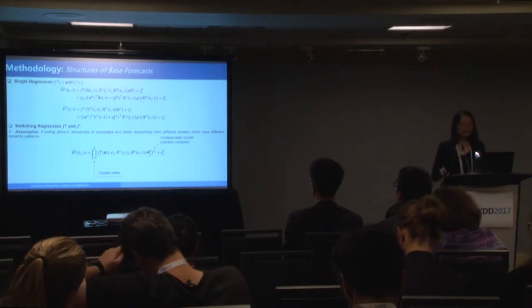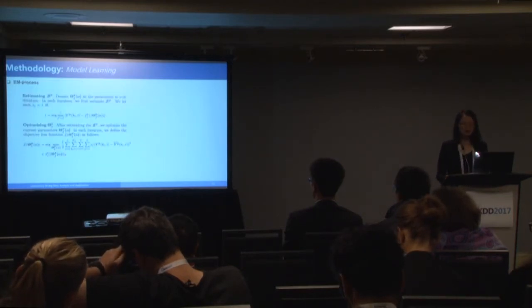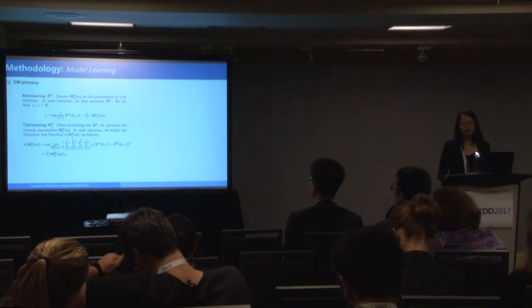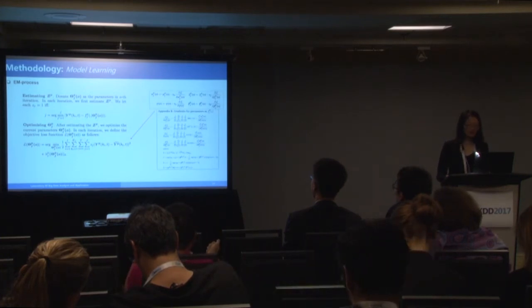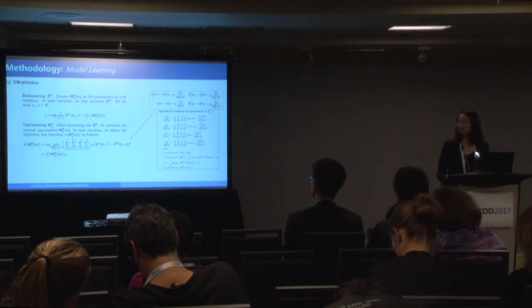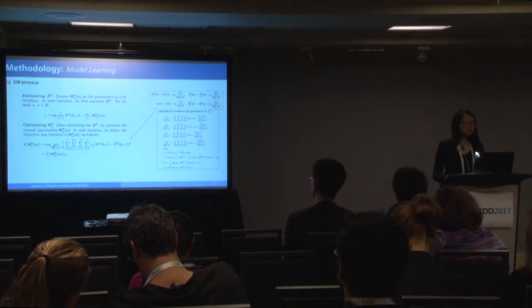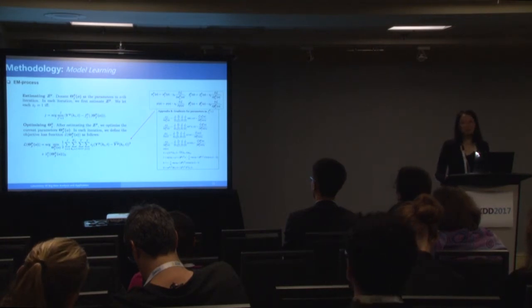Based on this idea, we can learn the parameters by the EM algorithm. Specifically, in each iteration, we have two steps. In the first step, we will update the cluster index for each data point. And then, in the second step, we will update the parameters using the gradient descent method. And then we can do this process iteratively until convergence.